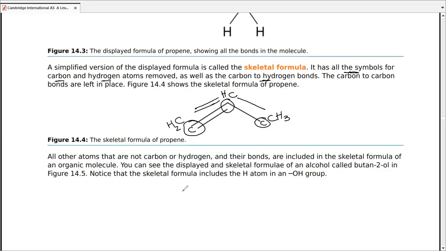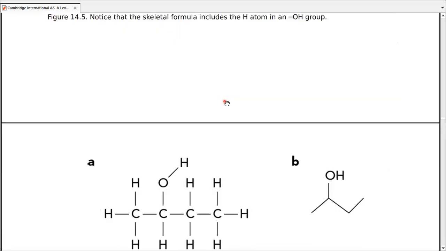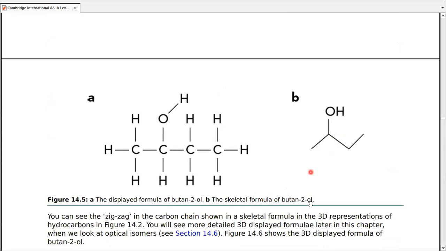So all other atoms that are not carbon or hydrogen and their bonds are included in the skeletal formula. For example, if this was not it and this was CH2, you would understand if they write like this. Okay? So this gives you a very good idea.